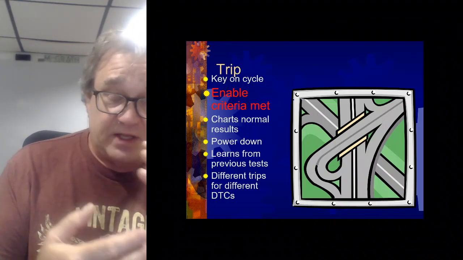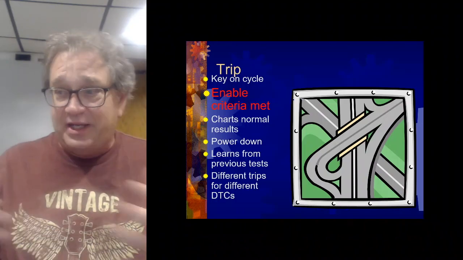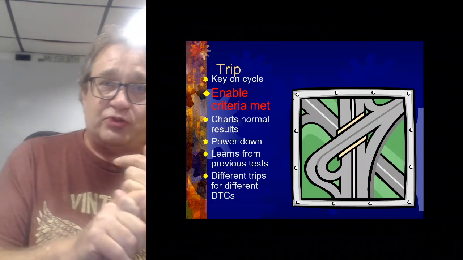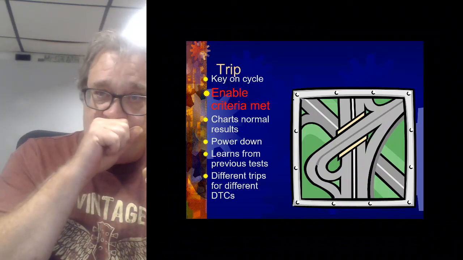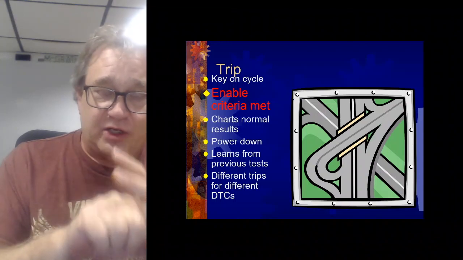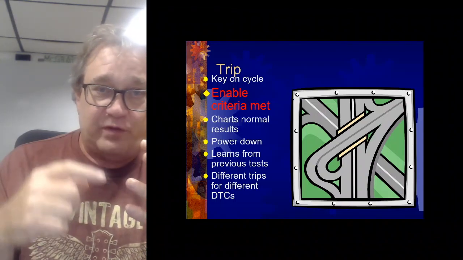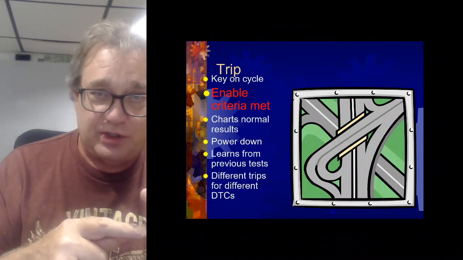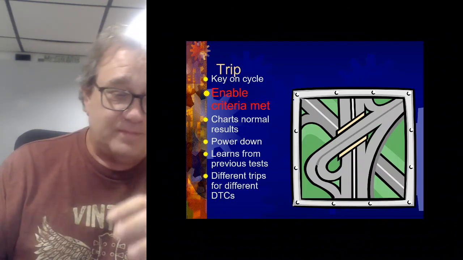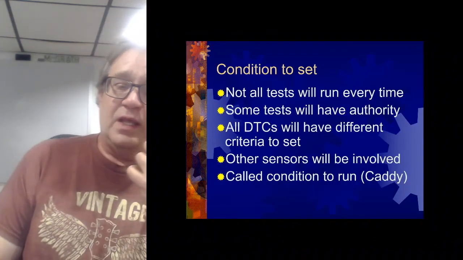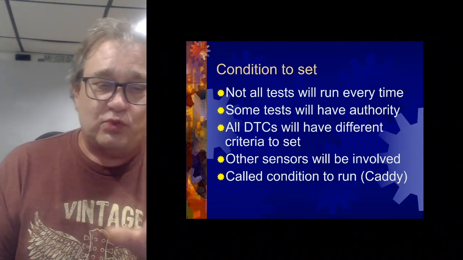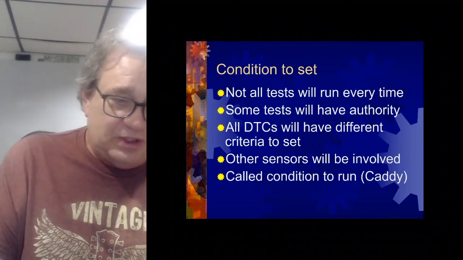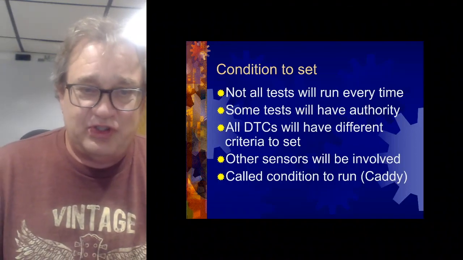Get it? And then some of these things are blocking of other ones. Here, pick out O2 sensors again. O2 sensors are required to test the catalytic converter. So before the computer can test the catalytic converter, it has to make sure that the O2 sensors are good. Get it? No. Conditions to set or conditions to run. Cadillac had a slightly different nomenclature for this, but everybody uses the same thing.